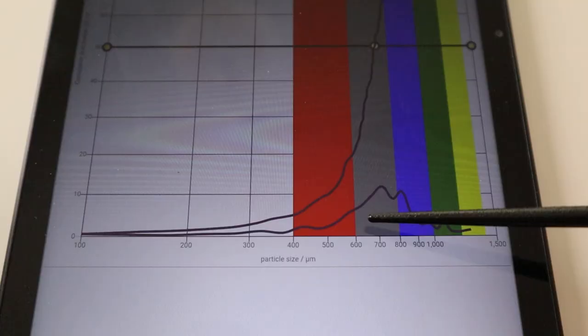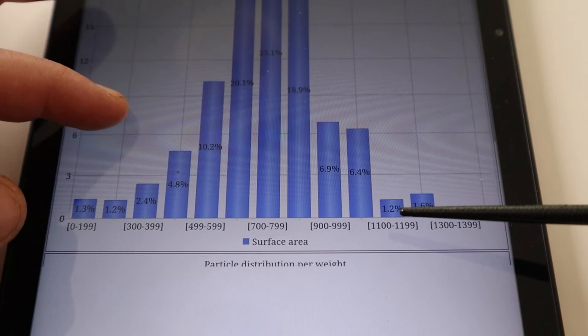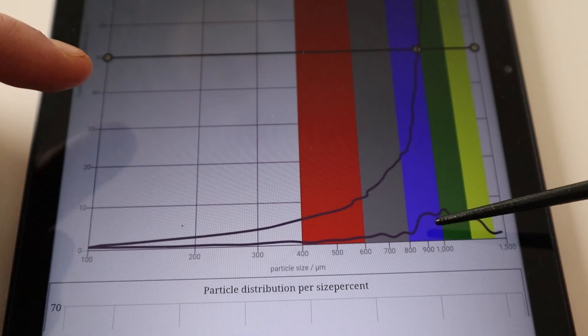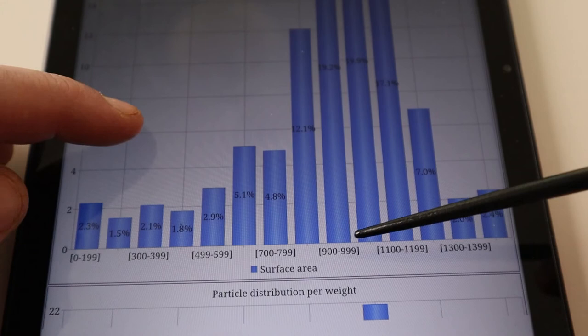I have to say, there was a correlation. When I was creating a mix with a higher percentage of particles with a distribution peak around 600 and 700 microns, I was getting a higher intensity of berry notes. And when I was creating a mix with a higher percentage of particles with a distribution peak around 900 and 1000 microns, I was getting more citrus, bright notes. Basically, I was able to create a wider range of flavors in the cup.